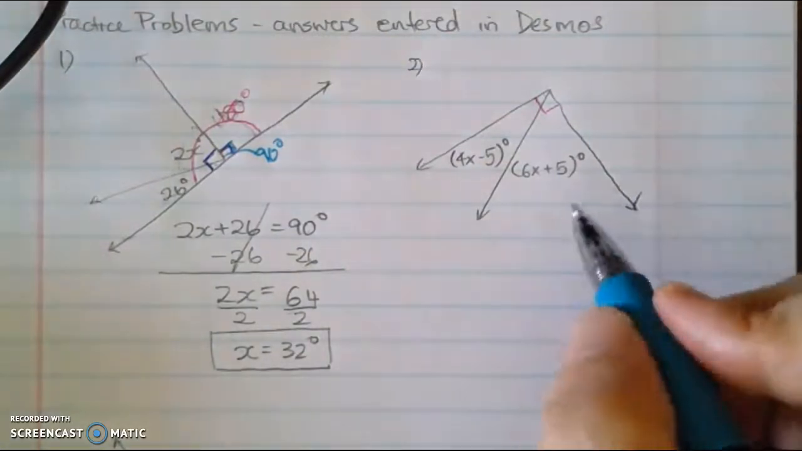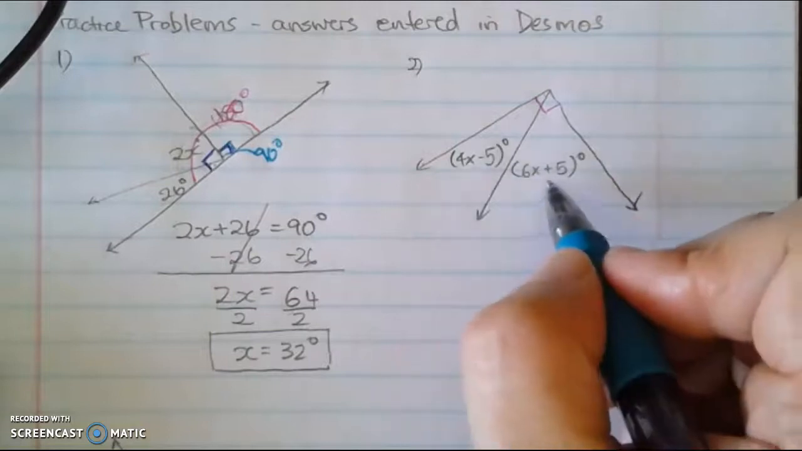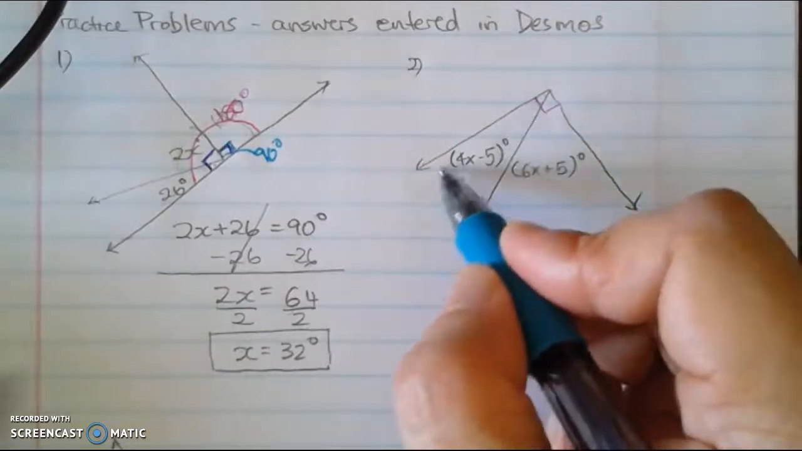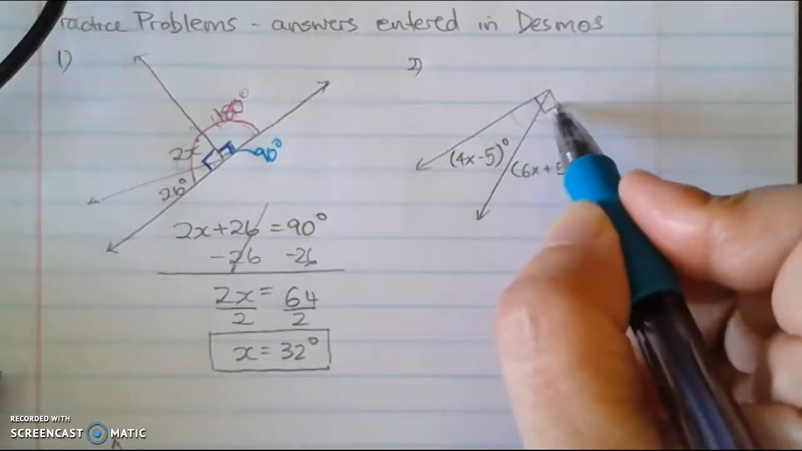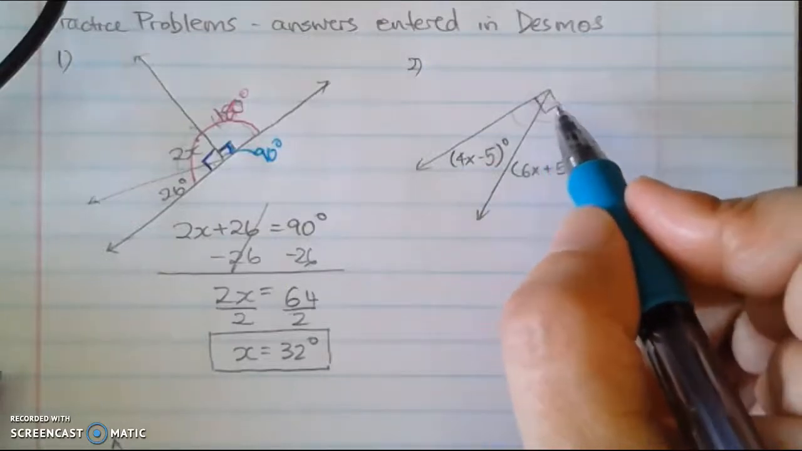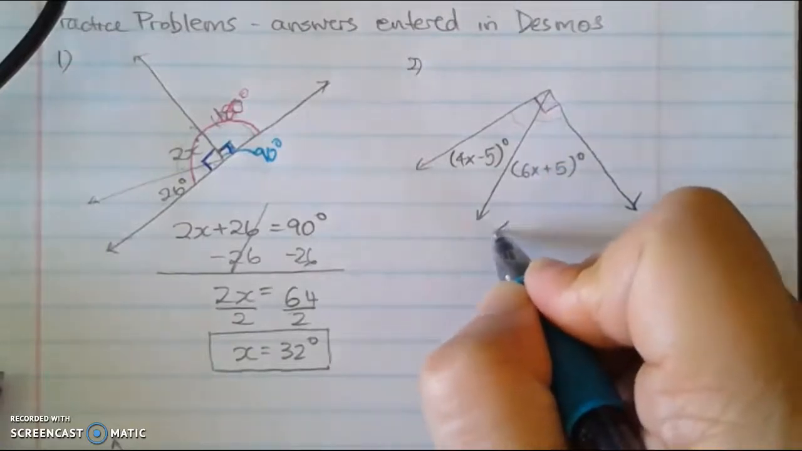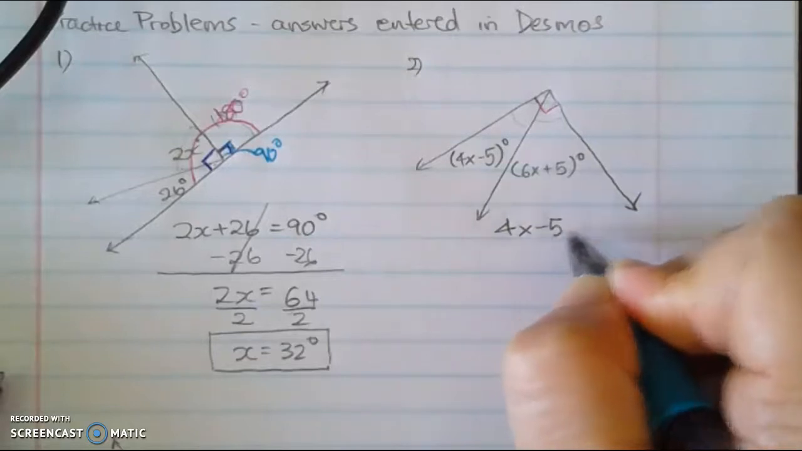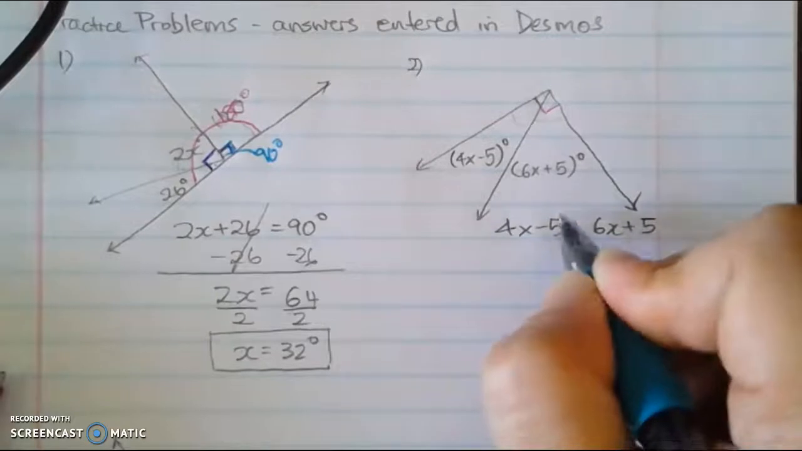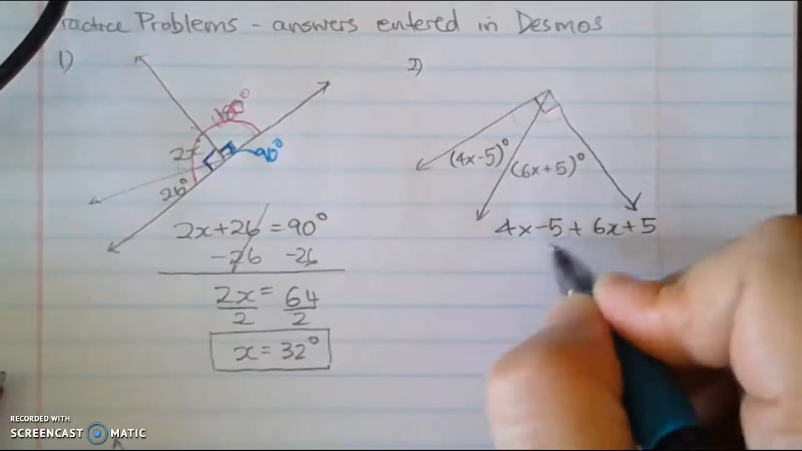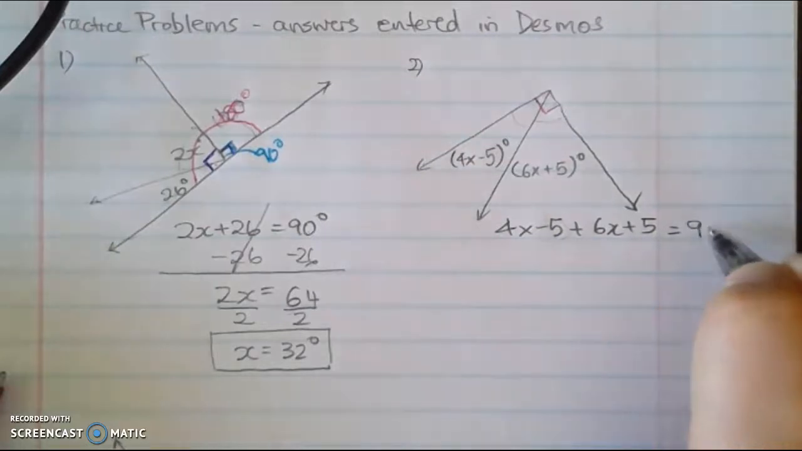Okay, what about number 2? Same thing. The algebra expression is a little bit more complicated, but we know that this angle and the second angle add to 90 degrees because we have this square symbol which says it's a right angle. So we can write this as 4x minus 5 plus 6x plus 5. Now there was a parenthesis, but we can actually get rid of the parenthesis because we're just adding. Okay, is equal to 90 degrees.